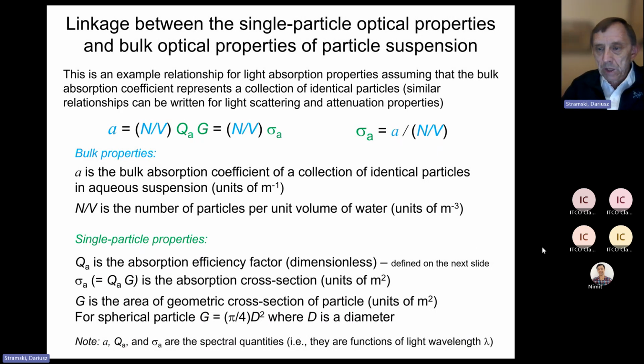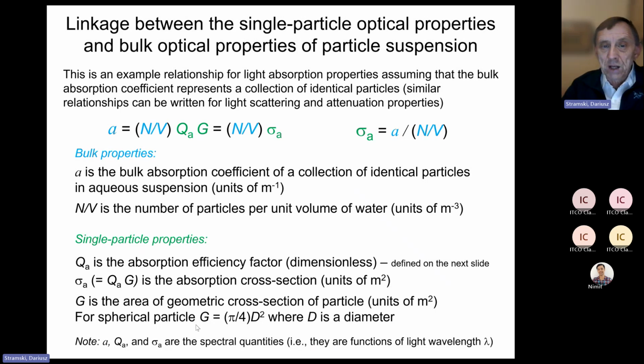And here the slide also shows the units for different quantities. So obviously absorption is per meter, concentration of particles per cubic meter. Absorption efficiency factor is dimensionless. Absorption cross-section is in units of meters squared, and area of geometric cross-section is in meters squared as well.